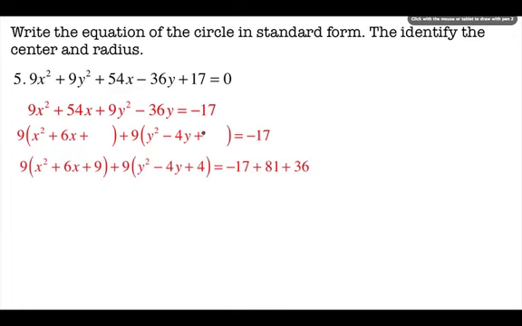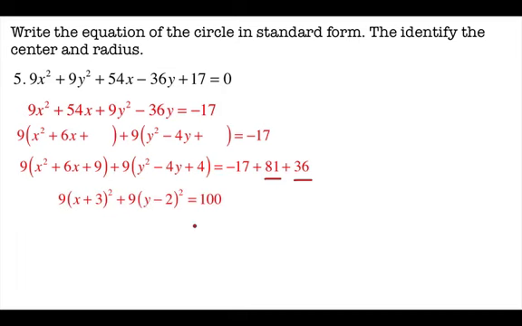I add 9, I add 4, and then just like on the previous problem, I can add 9 and 4 to one side. Since it's an equation, I need to add to the other side. But technically it's not 9 nor 4. It's actually 9 times 9, which is 81, and 4 times 9, which is 36. You should have seen something like this in Algebra 2. So let's continue.